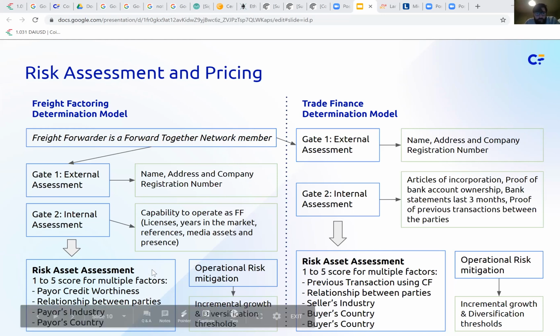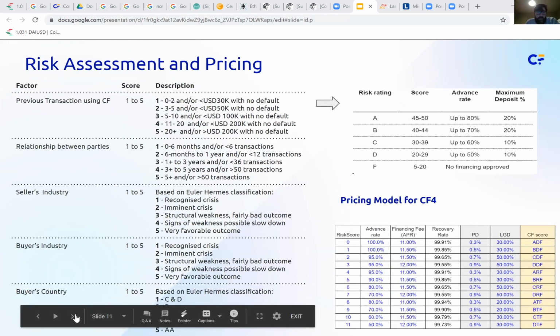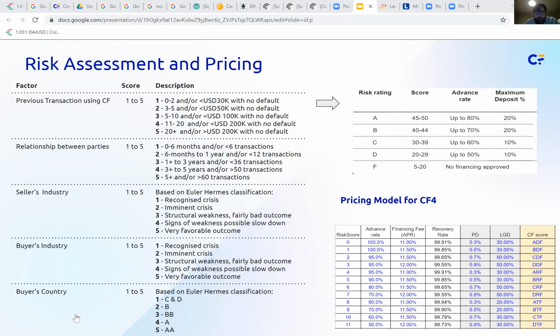Now I will show you how the assets are scored. As you can see here, we have all the factors, and we'll be giving 1 to 5. There is a description of it, and based on that, you're going to get a scoring, right? There is a risk rating, and that risk rating is going to give you the advance rate and the deposit.